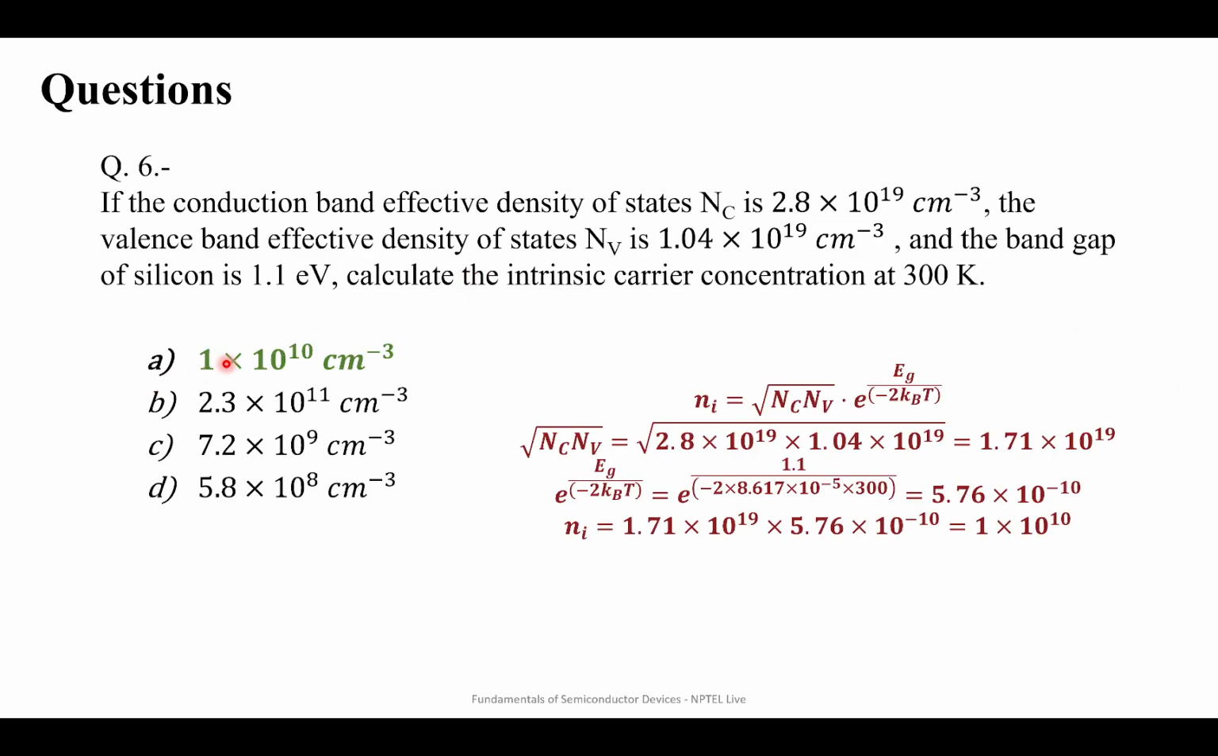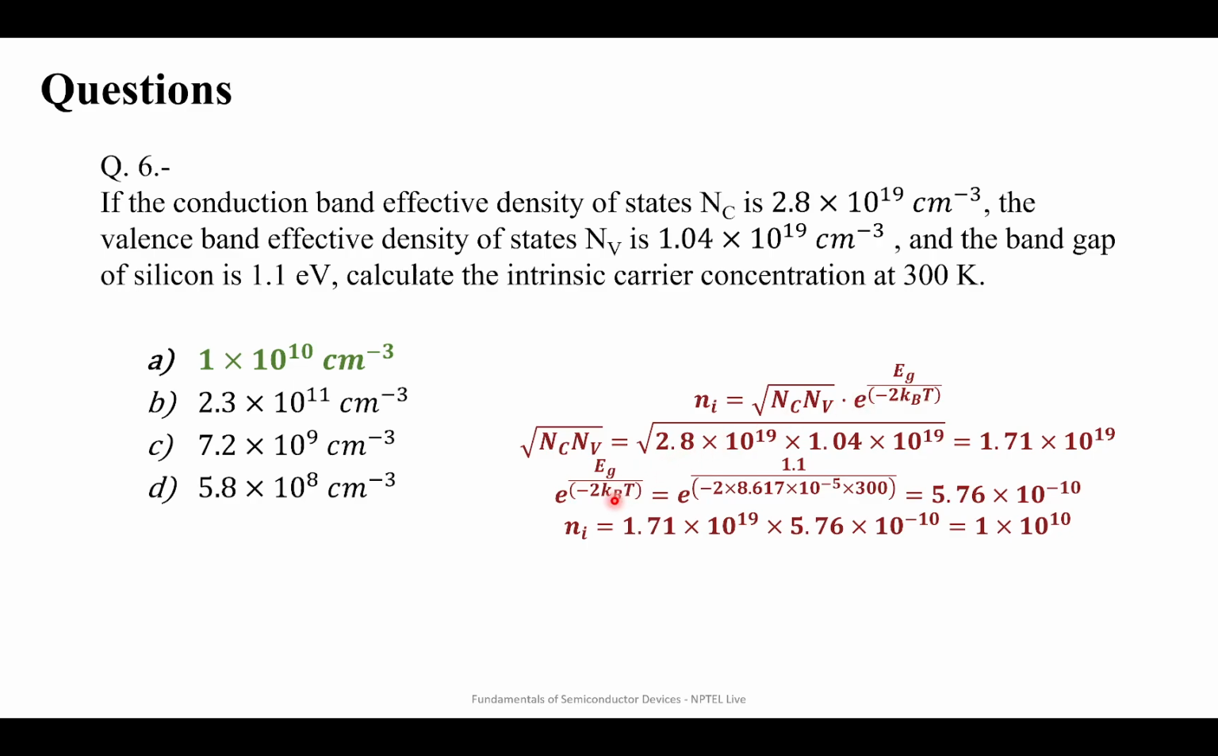So the answer would be 1 into 10 per centimeter cube. So you will have to use this formula, Ni equals square root of NcNv times e raised to power minus Eg by 2 kBT. So if you calculate under root NcNv, you will get 1.71 into 10 raised to power 19.